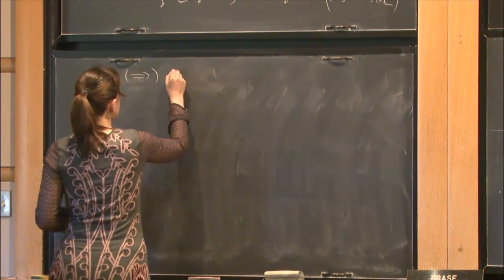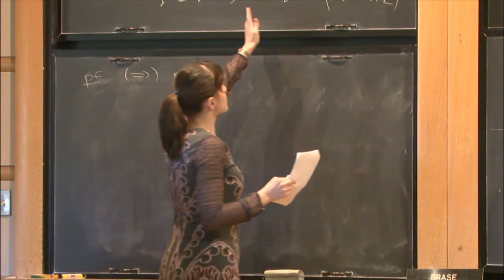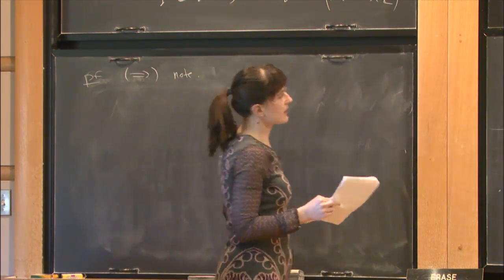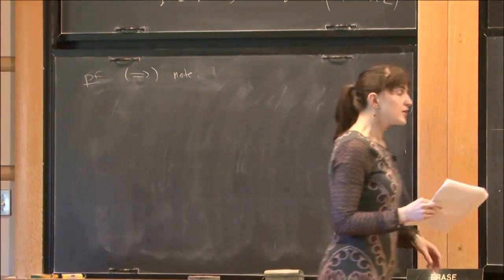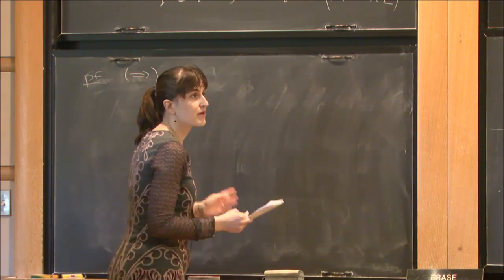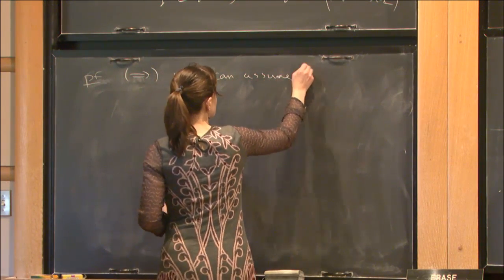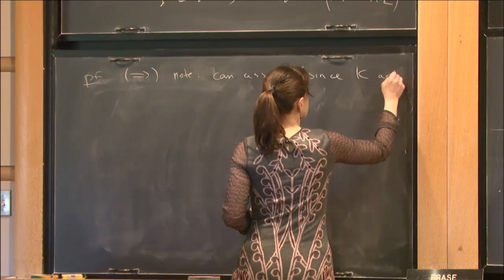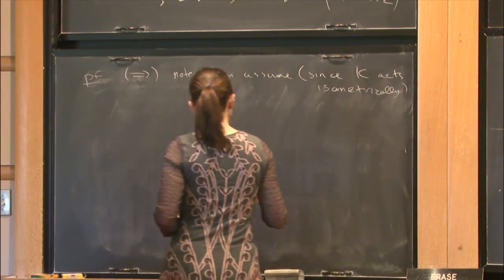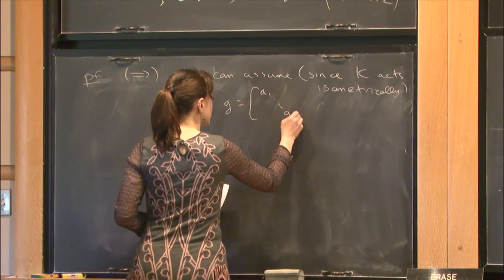So first of all, note, and this is something you can see pretty quickly if you think about it, because I told you that K, the SO_n(R), acts by isometries on this space, you can actually assume that your element G is diagonal. The K part is not going to do anything. So we can assume, since K acts isometrically on this P^{n-1}(R), that G is diagonal. I'm going to write it as a_1 through a_n.